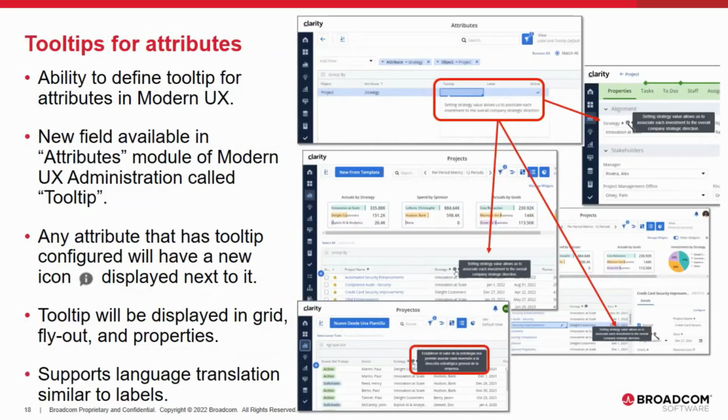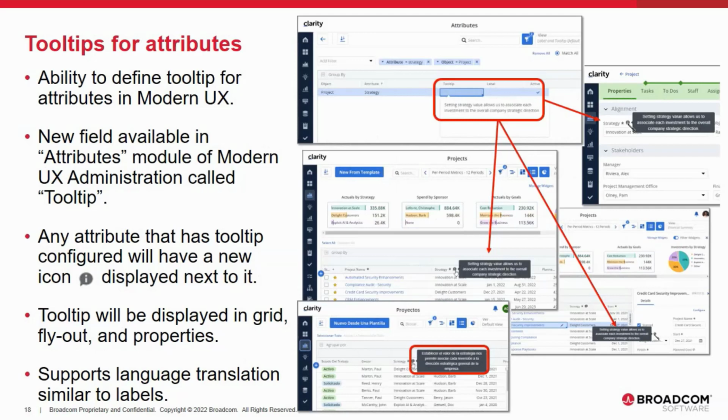Based on customer request, we are now introducing the ability to define tooltips in the modern UX. There is a new field now available in the attribute section of the modern UX administration, which is called tooltip. This attribute will allow the administrator to populate a tooltip against any attribute that is available against the object.